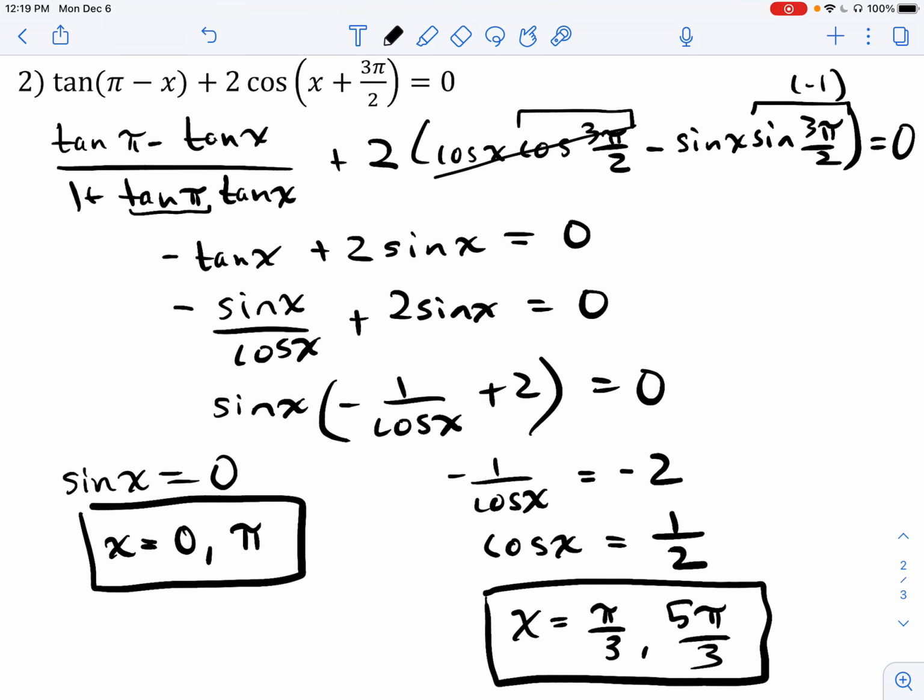Okay, and you always want to check your original equation for any domain restrictions, but I've got sine and cosine, so I'm good to go there. All right.